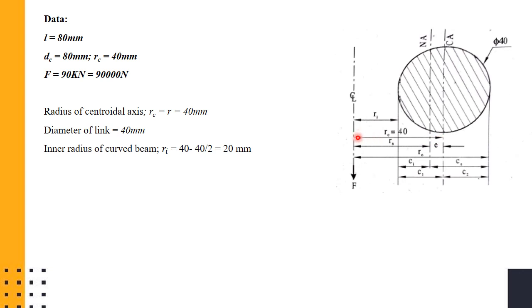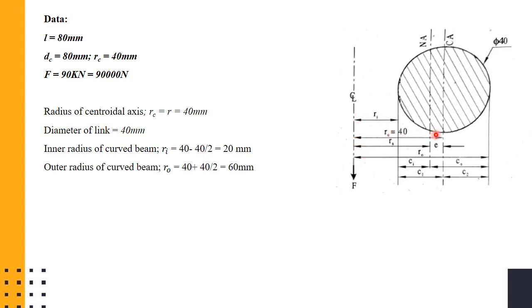So if you know the centroidal radius, that is the radius of the centroidal axis, RC, and also if you know C1, that is C1 equal to C2 equal to 20, right? Then RC minus C1 will give you the inner radius of the curved beam. It will give you the inner radius of the curved beam, that is RC minus C1, where C1 is equal to 40 divided by 2.